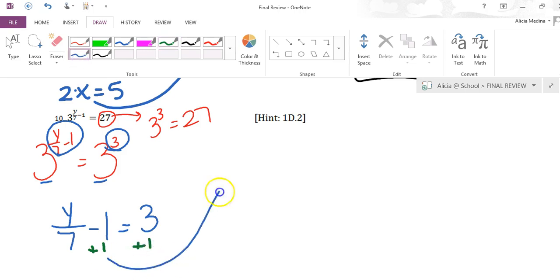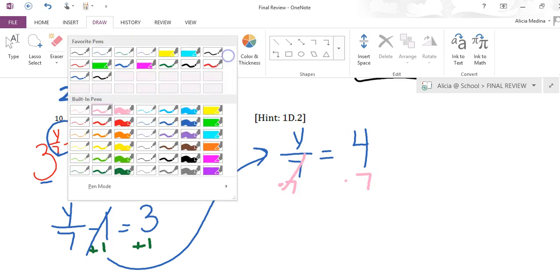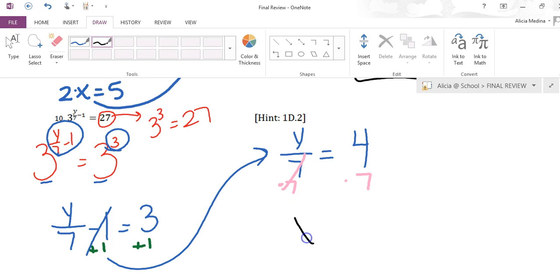And that's going to bring me over here to be y divided by 7 equals 1 plus 3, which is 4. Then I want to do the opposite operation. So what's the opposite of dividing? The opposite would be multiply by 7 on each side. So therefore, I have y equals 4 times 7, which is 28.